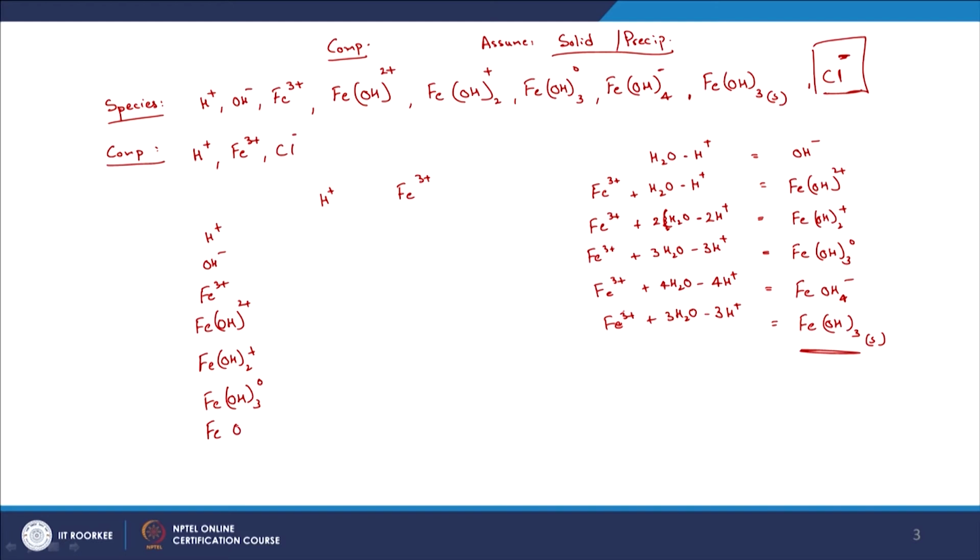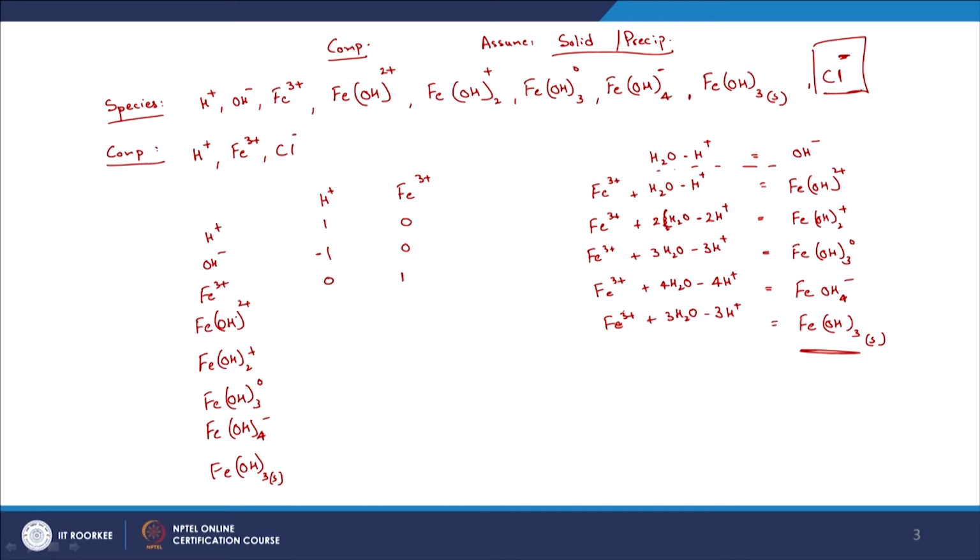And once you have the relevant background, we can skip writing the formation equations and just directly list the relevant species in the tableau, right? So anyway, for now I'm listing this. So how do I get to H plus? I need one H plus to form one H plus and zero of Fe3 plus. How do I get to OH minus? I look at this particular equation, right? So I need minus one H plus and no Fe3 plus. Obviously Fe3 plus, 0 H plus is required, 1 Fe3 plus is required.